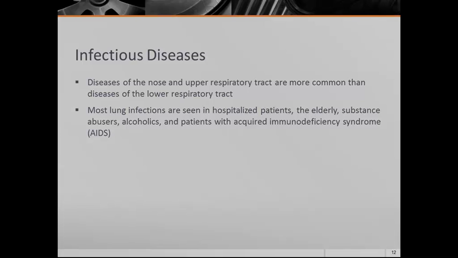Infectious diseases. About 75% of infections are in the respiratory tract, which seems quite high, but only 5% involve the lungs. So the other 70% usually are in our upper respiratory tract: a sore throat, or a sinus infection, or rhinitis. Those sorts of things are all considered infectious diseases within the respiratory tract. Diseases of the nose are more common. Most lung infections are seen in hospitalized patients, the elderly, substance abusers, alcoholics, and patients with AIDS or HIV.